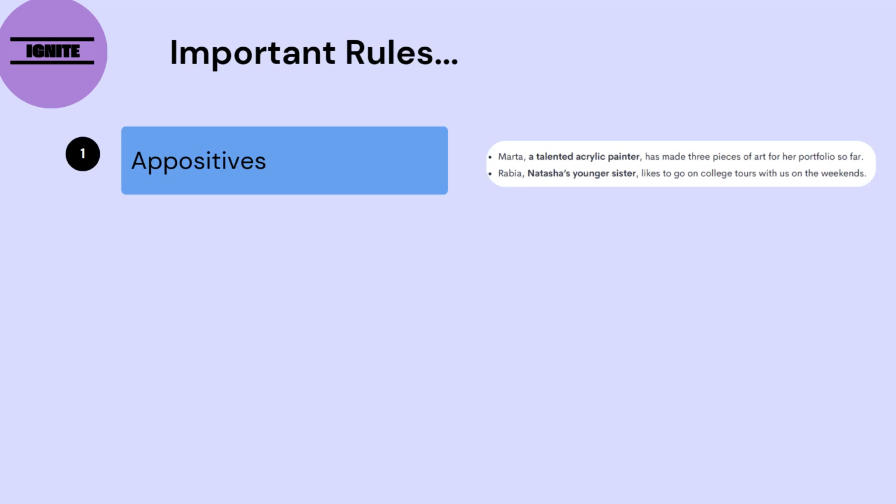The first one is appositives. An appositive is a clause that is not necessary for a sentence, but is inserted for extra information and is surrounded by either dashes, commas, or in some cases, semicolons. As you can see on the right, these are two examples. Marta, a talented acrylic painter, that's the appositive. Rabia, Natasha's younger sister, that's an appositive. Both of these bolded statements introduce more information that isn't necessary and can be removed, thus the use of appositives.